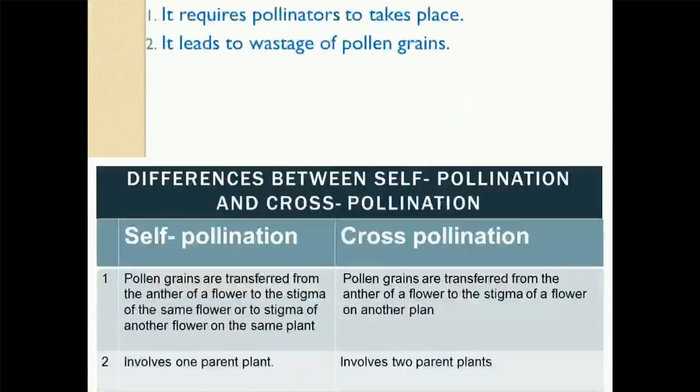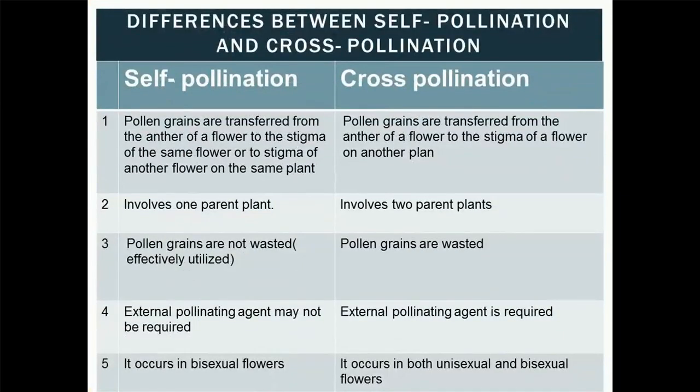So let's move on. Let's look at the difference between self-pollination and cross-pollination. Self-pollination, now don't forget, involves the transfer of pollen grains from the anther of the flower to the stigma of the same flower or the stigma of another flower on the same plant. We've discussed that before. While cross-pollination simply means the transfer of pollen grains from the anther of a flower to the stigma of a flower on another plant. Now, number two is that self-pollination involves only one parent. Cross-pollination involves two parent plants.